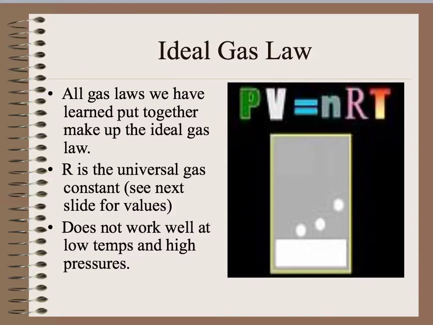The ideal gas law puts together all the gas laws that we've learned to make up PV equals nRT. And we already talked about R being the universal gas constant. We're going to see what those values are next.